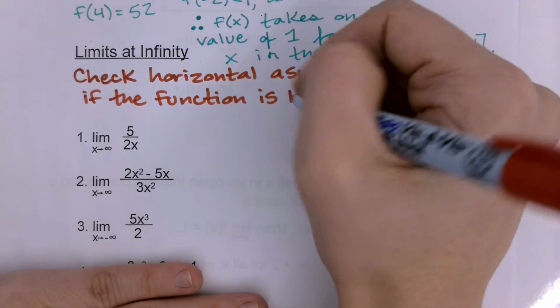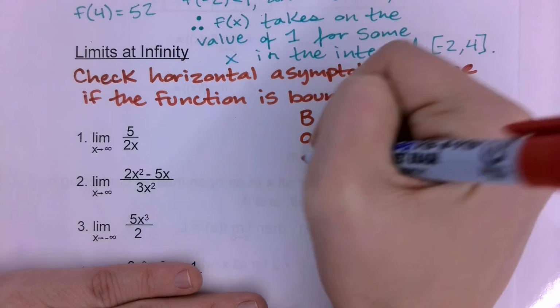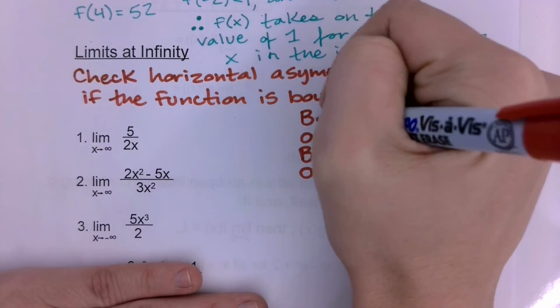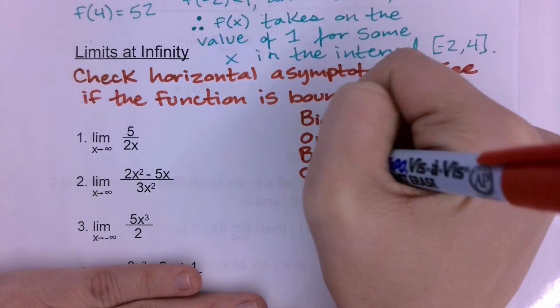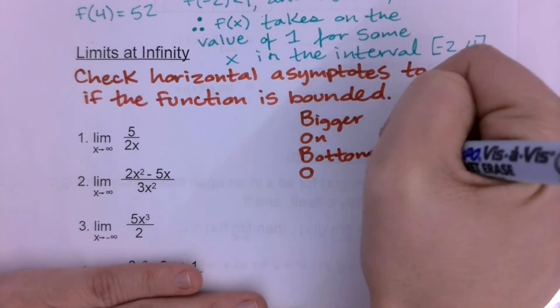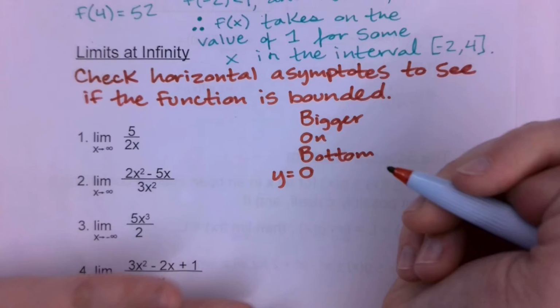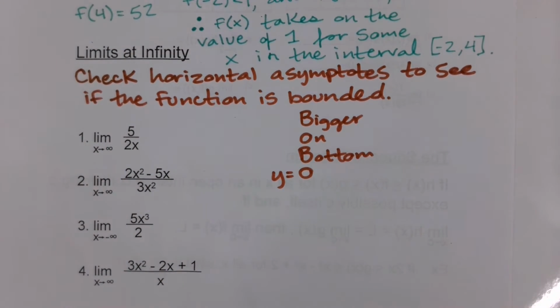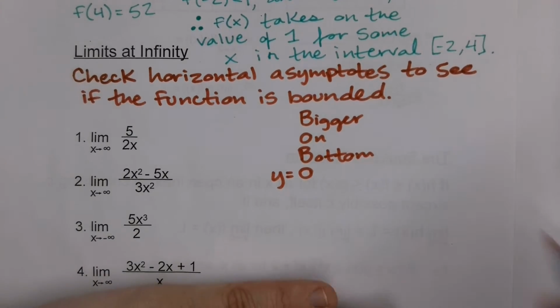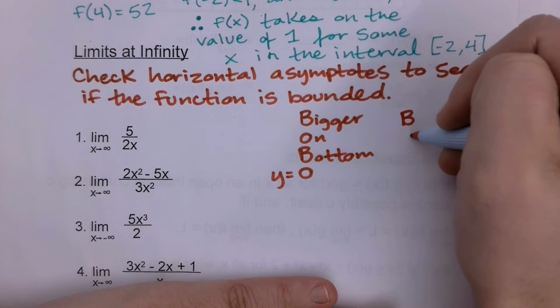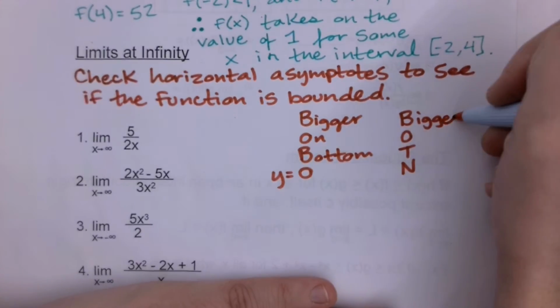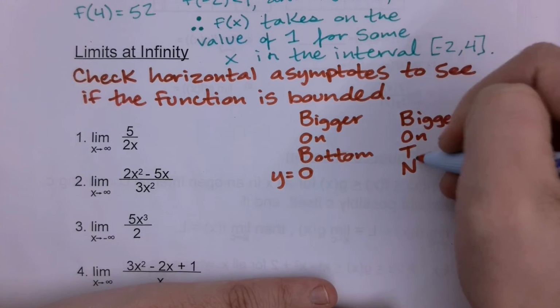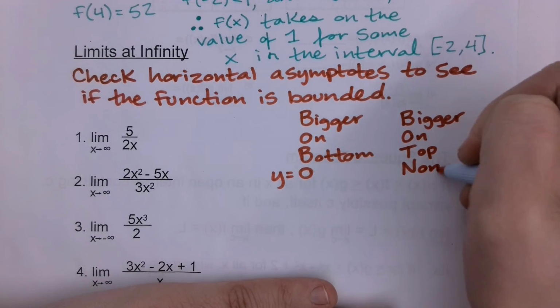So for those of us that need this reminder, here you go. So you've got BOBO, which stands for bigger on bottom. Kind of weird for an acrostic, but you get a y equals 0. Your bottom is bigger on top, you end up with none.